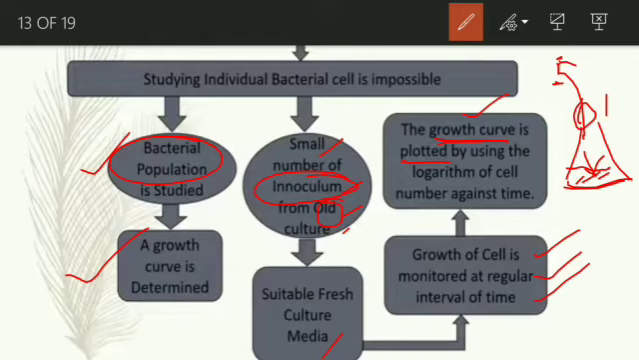Let us see. The growth curve has 2 axes, the x-axis and the y-axis. On the x-axis, what are you going to take? On the x-axis I am going to take time, whether you take readings every 1 hour or half an hour, whatever it may be. And on the y-axis you take the logarithm of cell number. This is important. The cell number in log you will take on the y-axis.